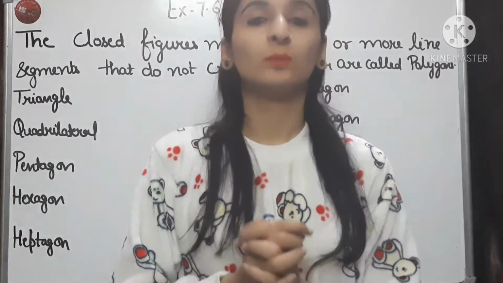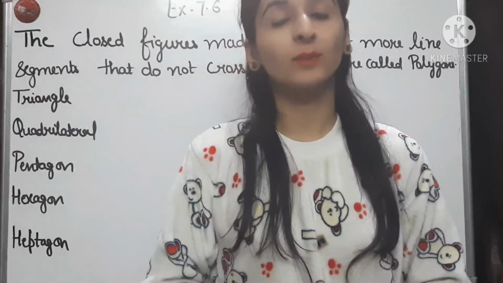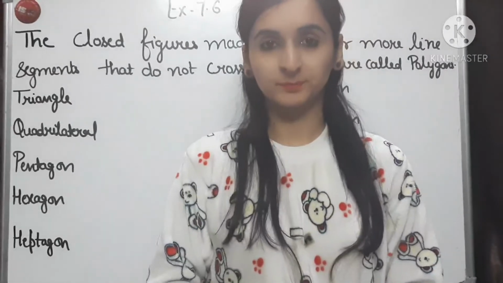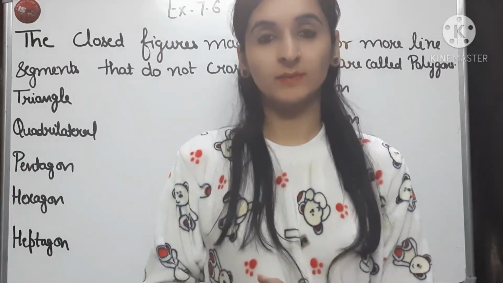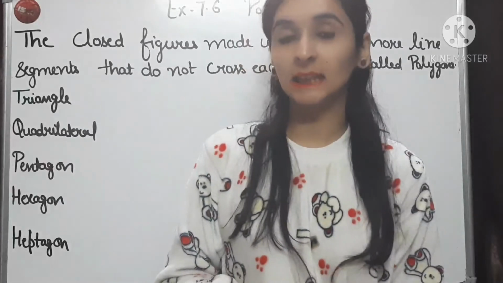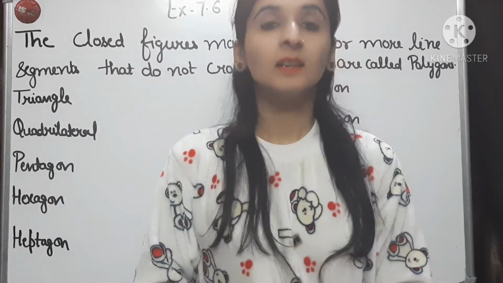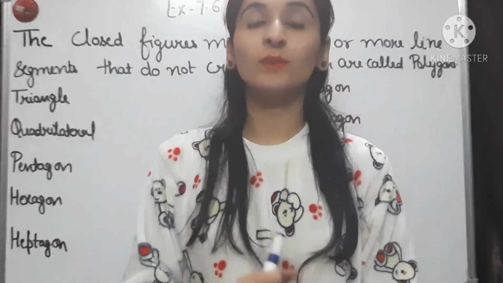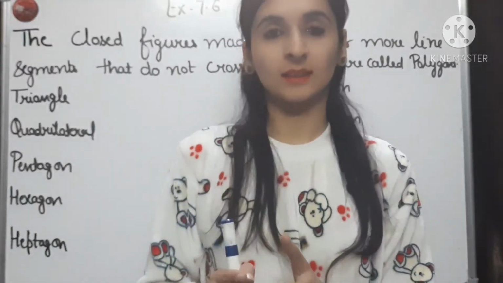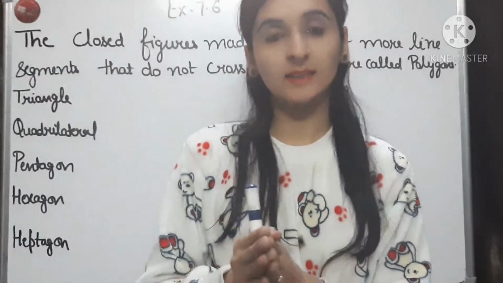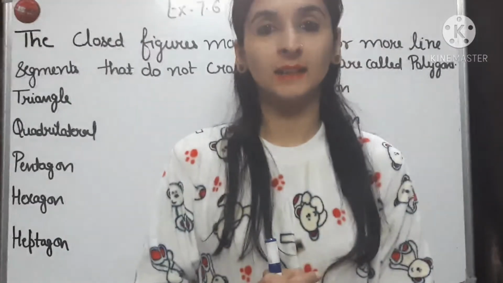Okay, now we will move to our topic. The last topic was the types of lines, right? And I hope the topic was clear to you all. We have done perpendicular lines, parallel lines, intersecting lines and coplanar lines, correct? Now we have to start with the new topic and the new exercise. In this exercise we are going to discuss polygons and triangles.